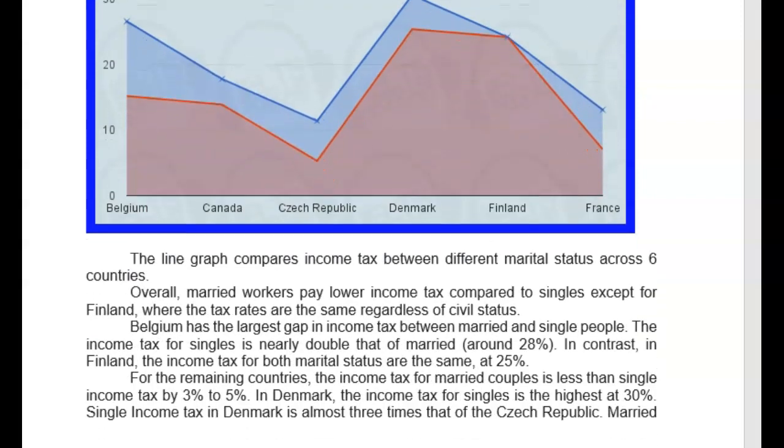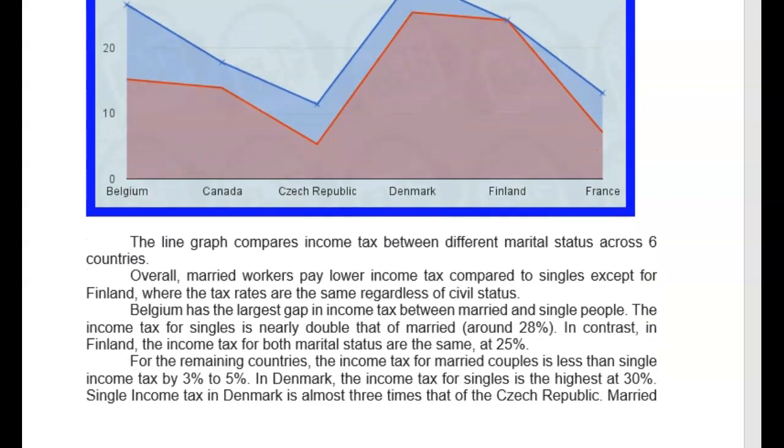Okay. The line graph compares income tax between different marital statuses. You need a plural here across 6 countries. Overall, married workers pay lower income tax compared to singles, except for Finland, where tax rates are the same regardless of status. Civil status. Perfect. Belgium has the largest gap in income. Okay.